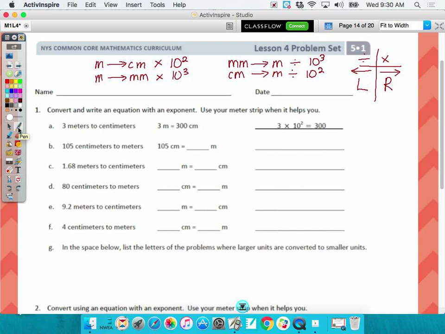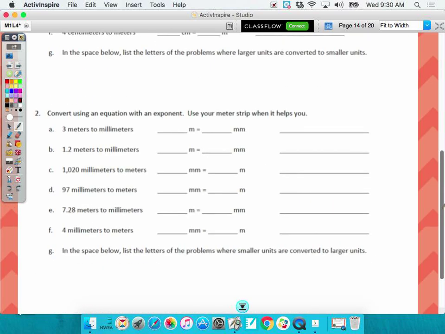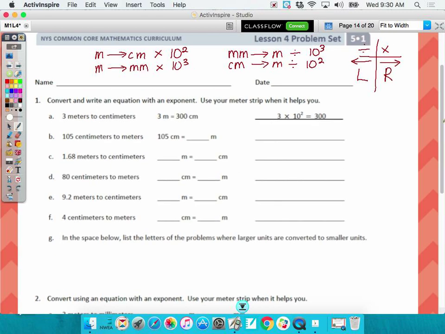So let's do a few of these, all right? Now, something I noticed right away. These are all centimeters. And then if I scroll down, they are all what? Millimeters. So we're just going to do a few. And I'm going to pick out the ones that are going to help you the most on your exit ticket. So I want you to circle D and E and F. Those are the ones we're going to do.